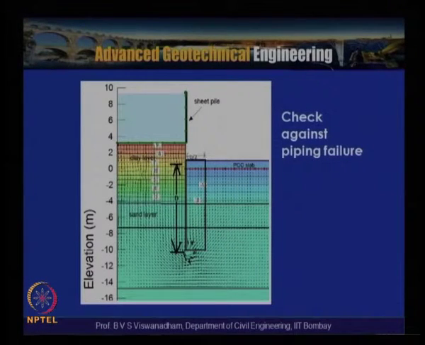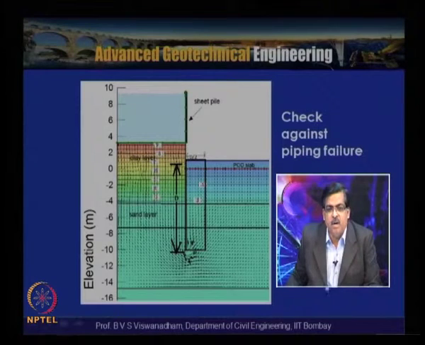So, here in this diagram, for a check against the piping failure, a block diagram of a prism of depth of penetration d, from the PCC plug to the tip of the sheet pile wall, and d by 2 distance from the tip of this sheet pile wall horizontally, was considered.